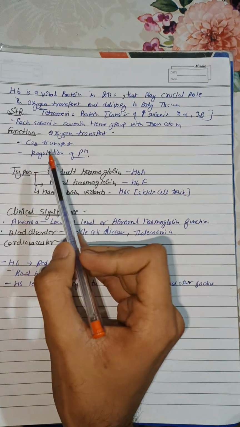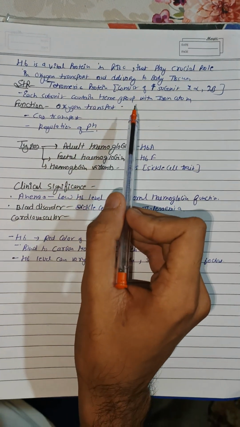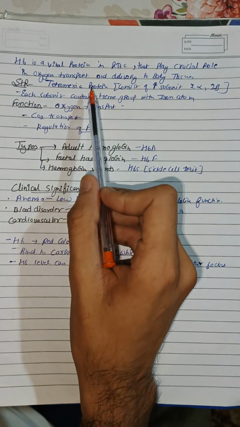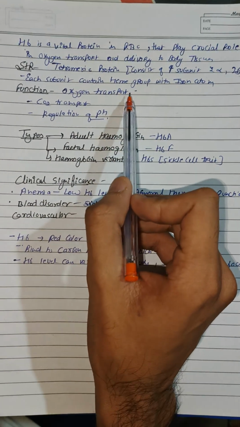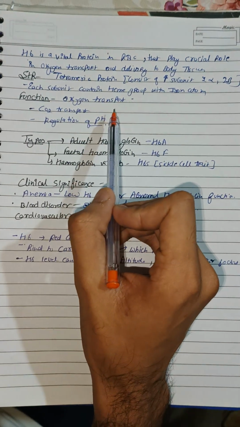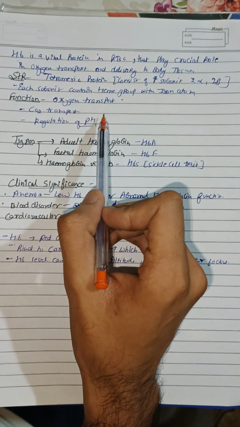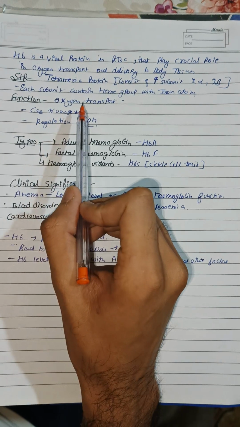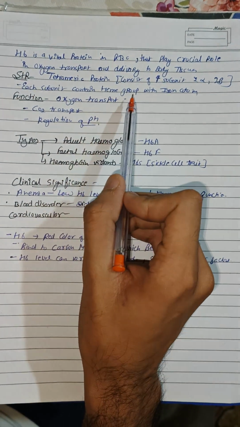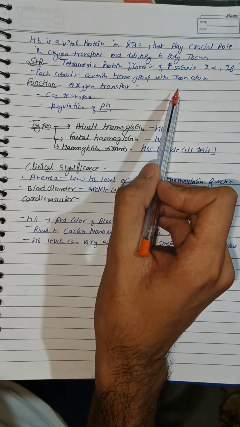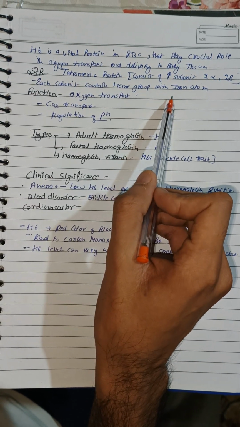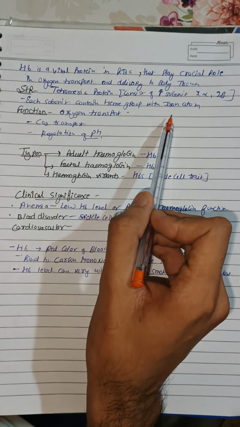What is hemoglobin? Hemoglobin is a vital protein in RBC that plays a crucial role in oxygen transport and delivery to body tissue. It also transports CO2. The regulation of pH is also done by hemoglobin. Hemoglobin is tetrameric in structure. It has four units, two alpha chains and two beta chains, and in each chain there is a heme group containing iron, which contains the porphyrin ring.